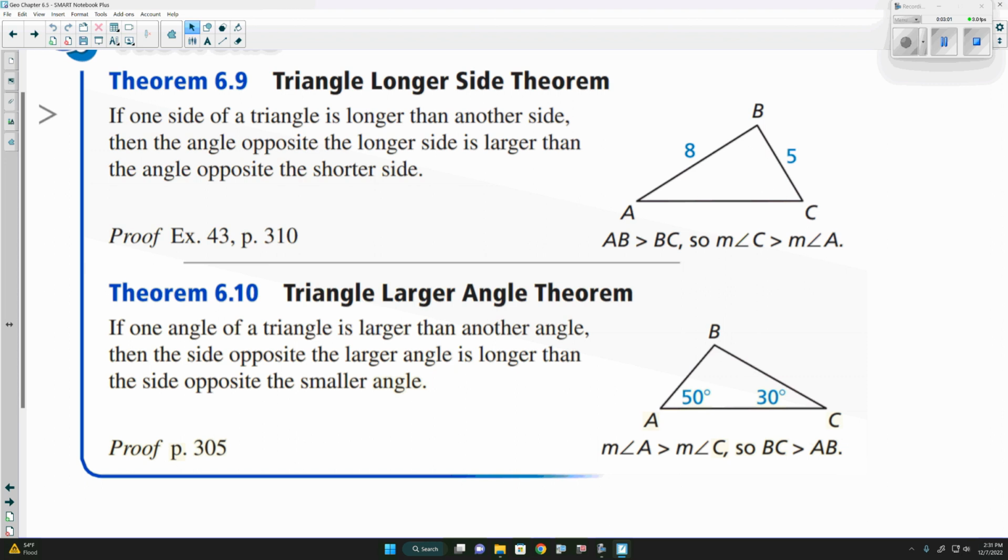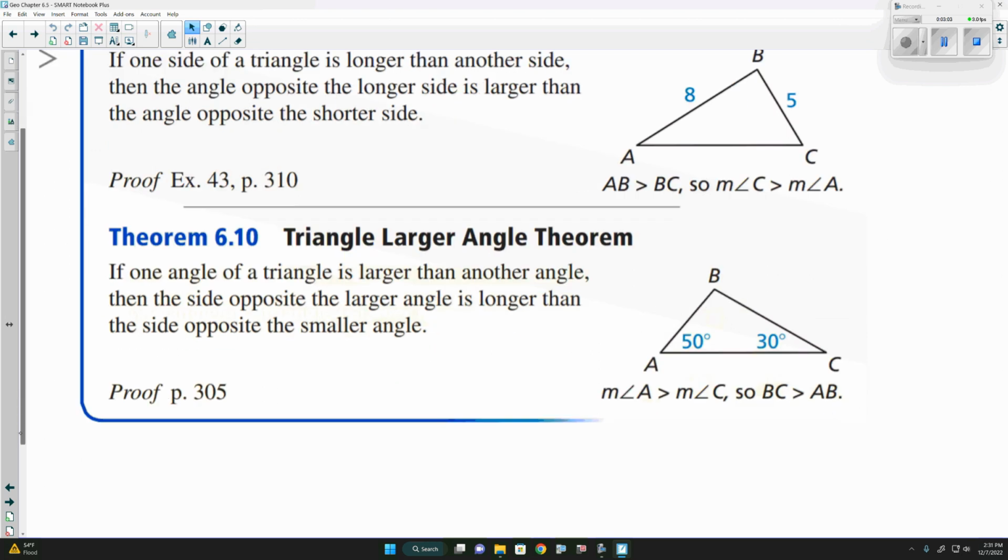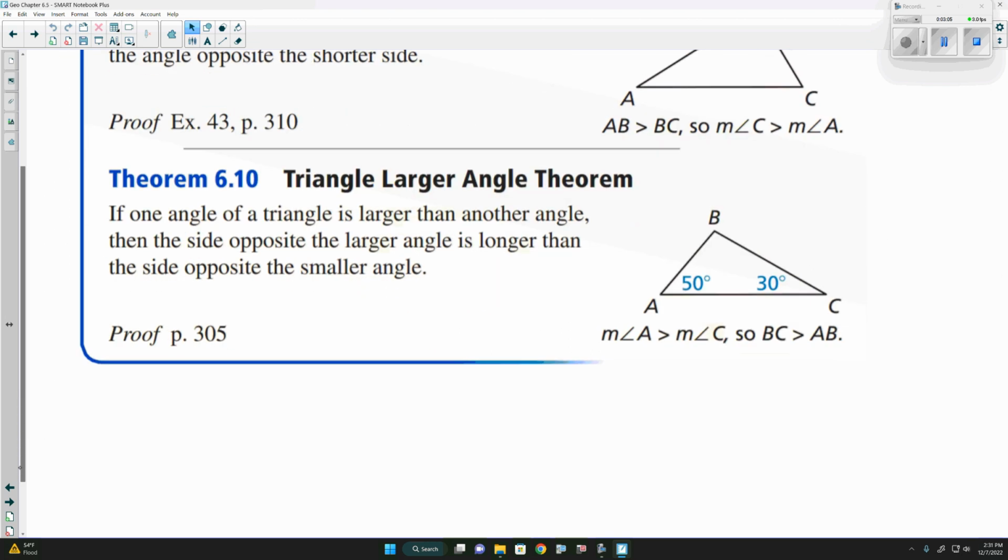Same thing's true with sides. If one angle of a triangle is larger than another angle, then the side opposite the larger angle is longer than the side opposite the smaller angle.